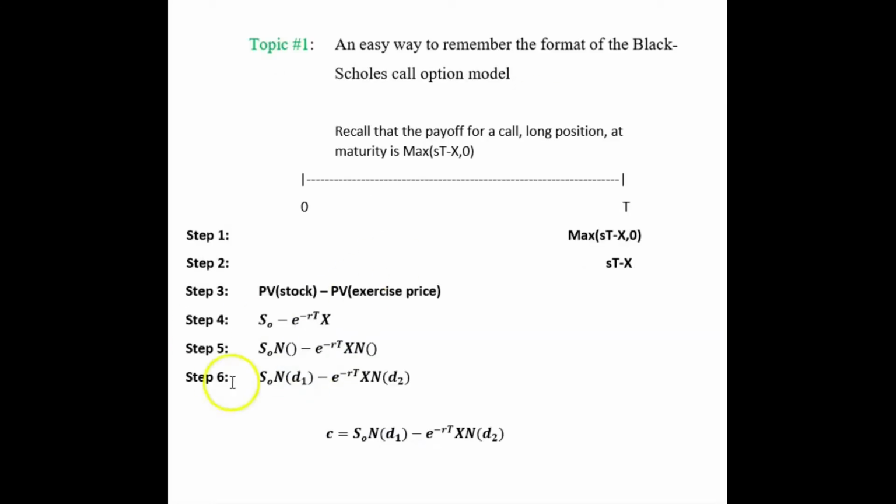Step 5, we add an N function. So present value of stock times N and the present value of exercise price times N. Step 6, we add the input D1 for the first N function and D2 for the second N function. So actually step 6 is exactly the Black-Scholes call option closed form solution.